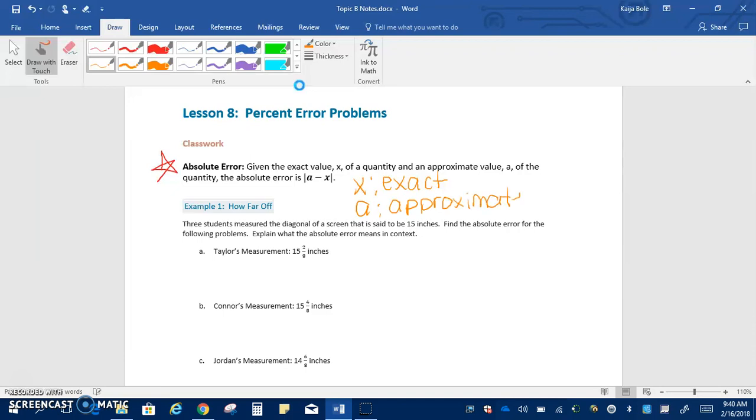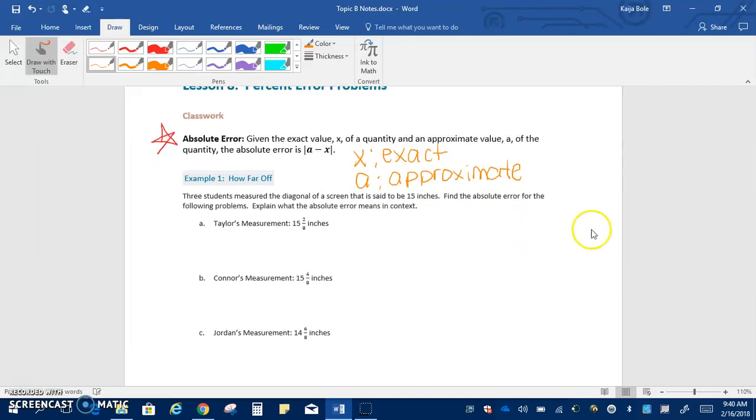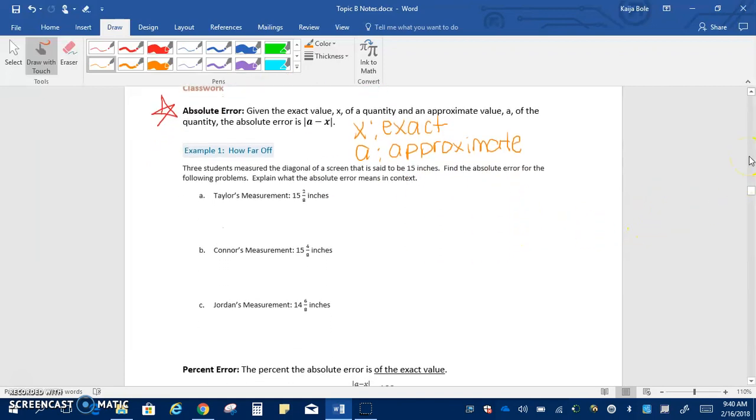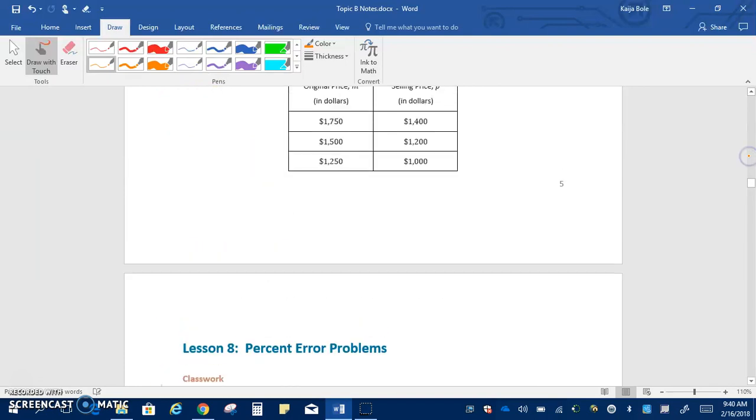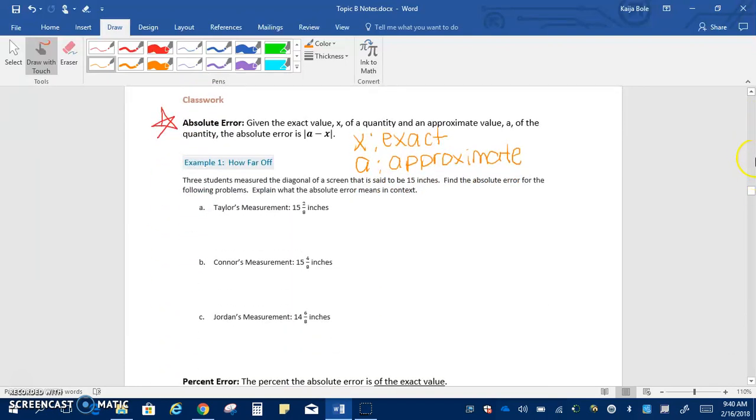Okay, so example 1 is asking us how far off. It says 3 students measured the diagonal of a screen that is said to be 15 inches. Find the absolute error for the following problems and then explain what it means. So Taylor's measurement was 15 and 2/8 inches. So this is our A. So we are going to take the absolute value of 15 and 2/8 minus the actual, which is 15, and that is 2/8, which is 1/4.